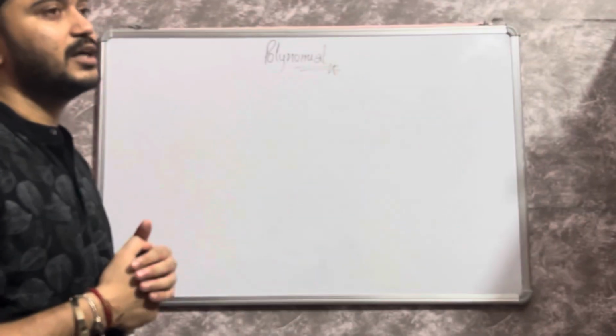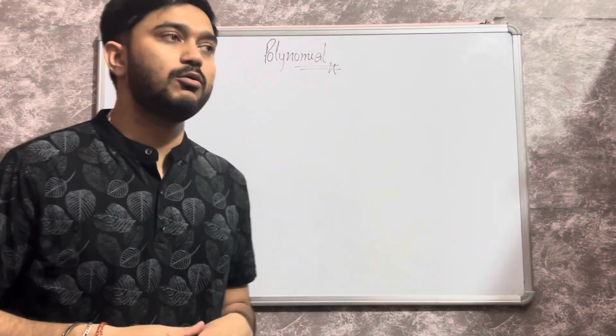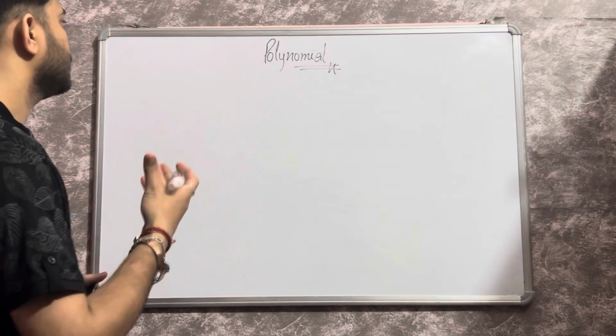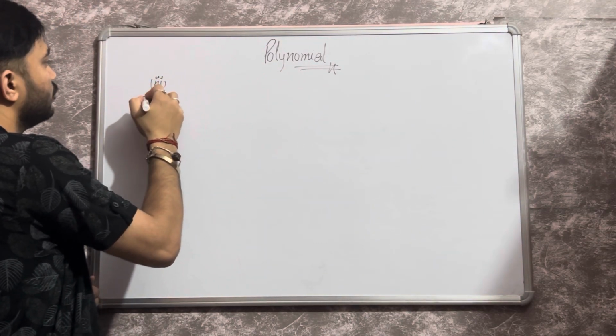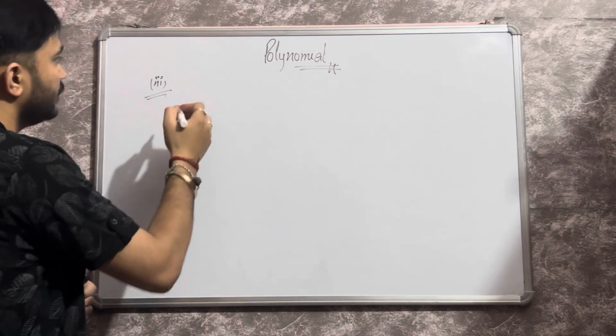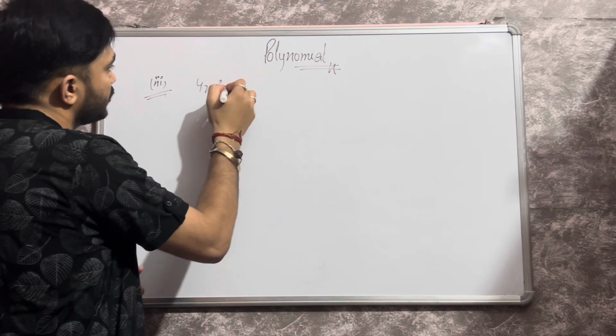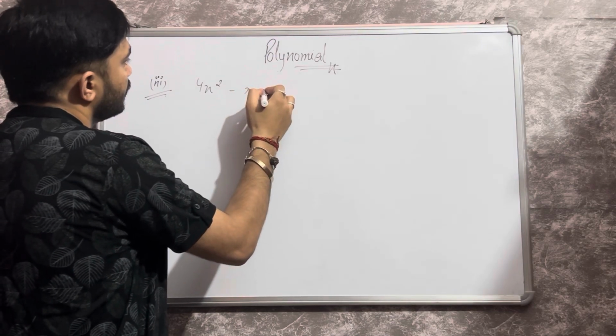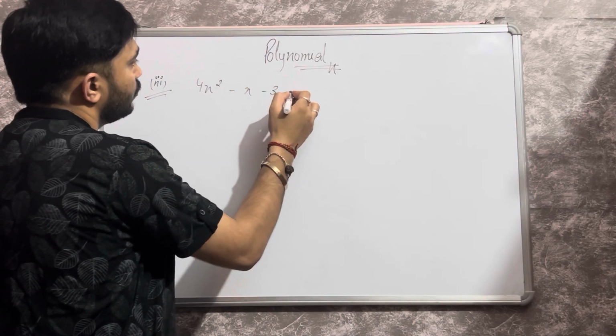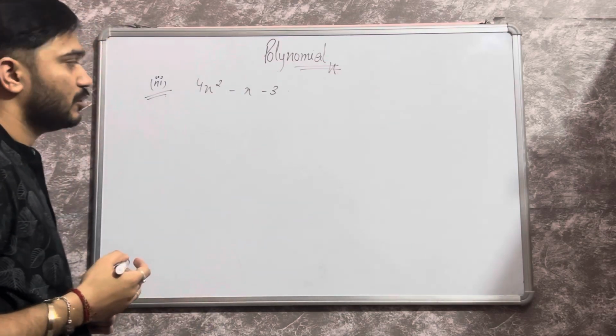Since in the previous class we have already studied how to solve middle term split quotients, and we have done its two parts, we are going to learn the third variation today, that is, what if we are given the quotient 4x square minus x minus 3? How are we going to solve this?